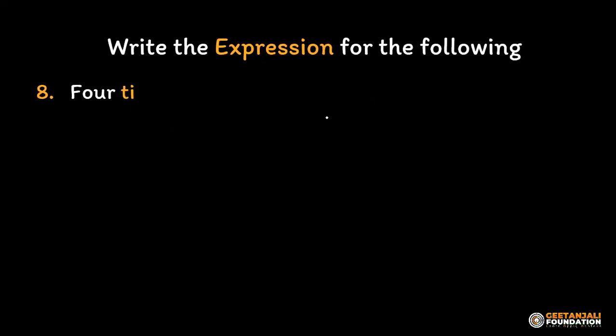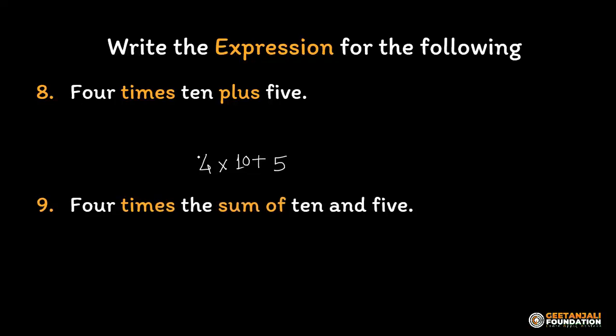Now next, 4 times 10 plus 5. Plus means addition. 5 we will write as it is. Now what we have to do? 4 times 10. So 4 times 10 plus 5. So this is your expression. Next is 4 times the sum of 10 and 5. Now here grouping, you can notice this sum of 10 and 5. So you will have to take sum of 10 and 5. So 10 plus 5 and 4 times of this sum. So your expression will be 4 times of 10 plus 5.